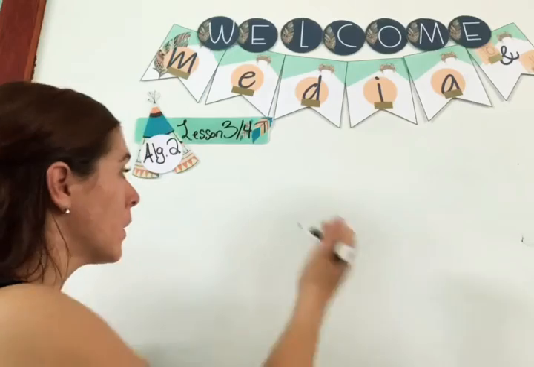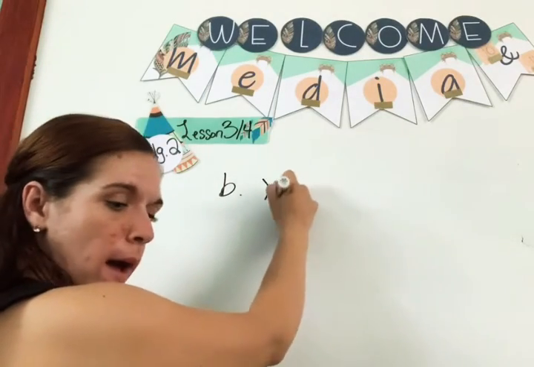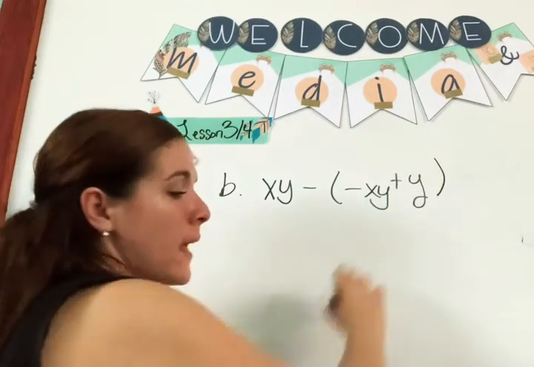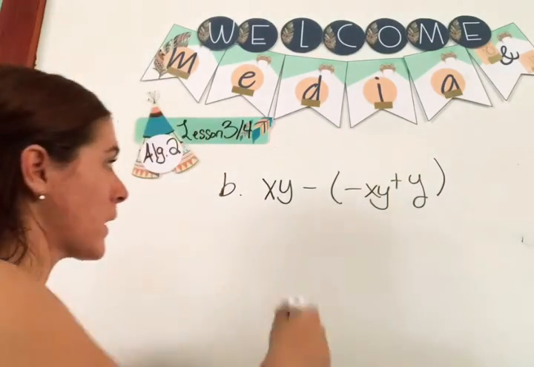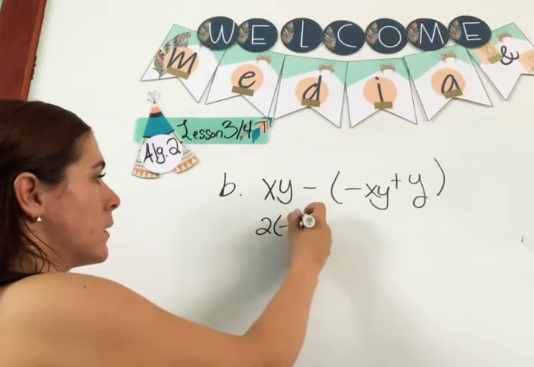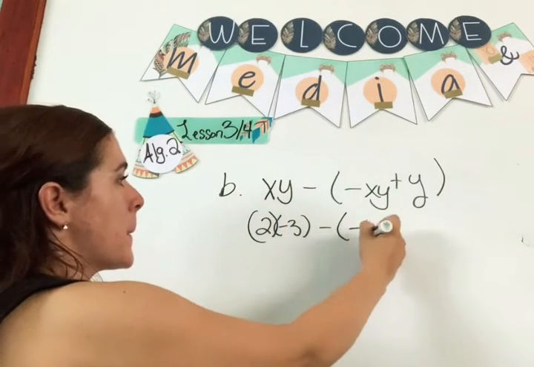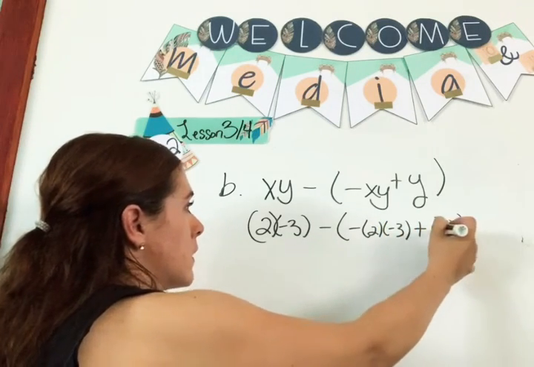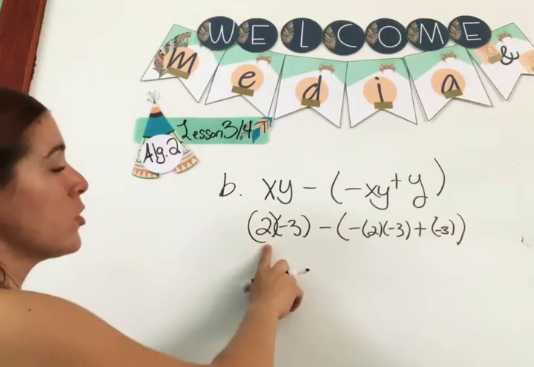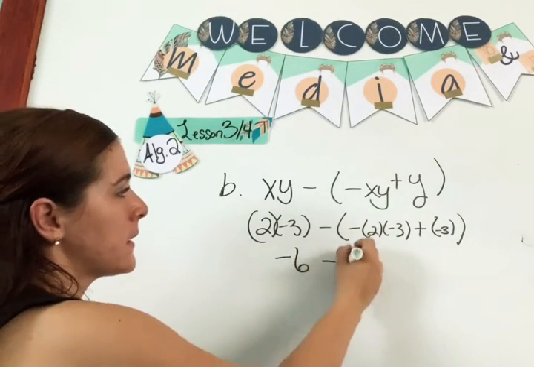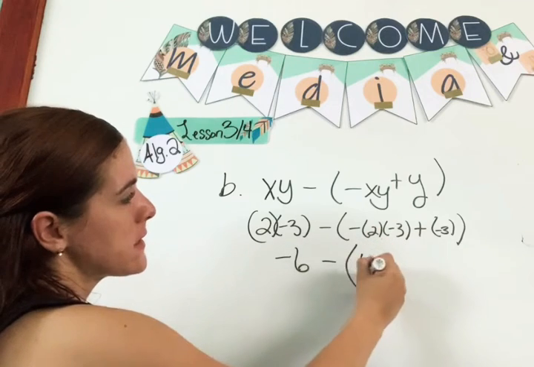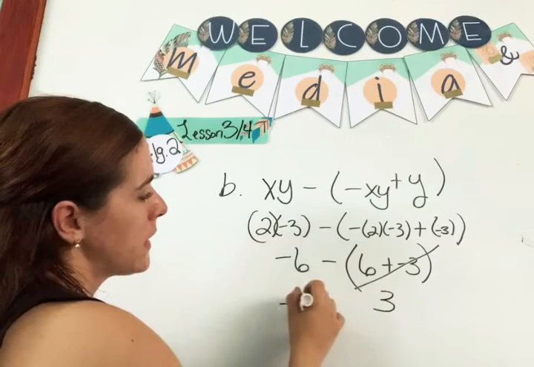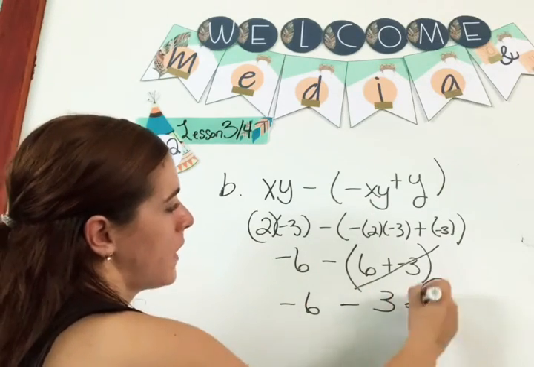B. xy minus -xy plus y. X is 2 and y is -3. Okay, so here we go. 2 times -3 is -6 minus -2 times -3, which is 6, plus a -3. Okay, so that's going to be a 3. So you have -6 minus 3, which equals -9.